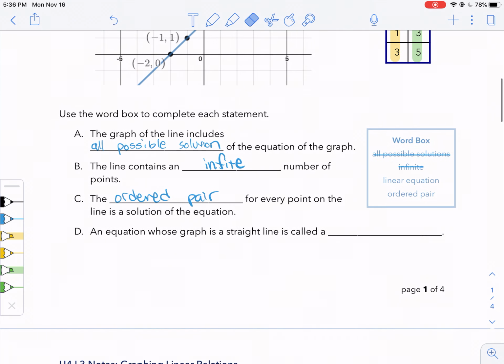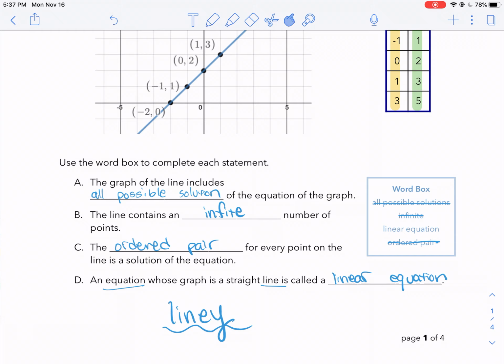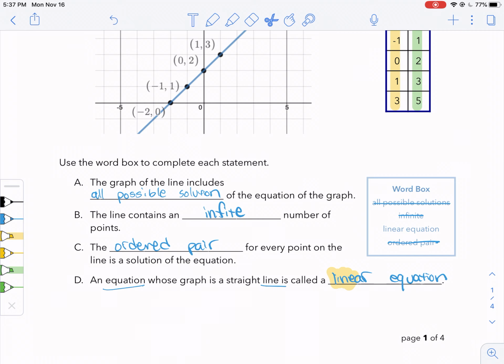Isn't that great? So an equation whose graph is a straight line, we call that, oh, sorry, I just crossed it out, wrong thing. We call that a linear equation. The reason it's called a linear equation is because you have an equation that's a line. We could say, oh, that's a liney equation, but that's not how English works. We say it's linear, just like circular, rectangular. We have linear, because it's a line. Linear. Yay!